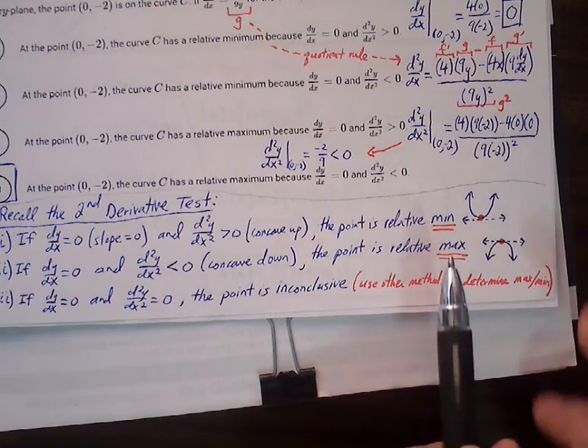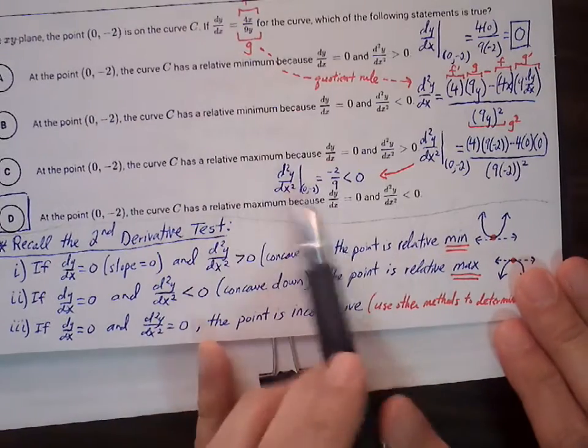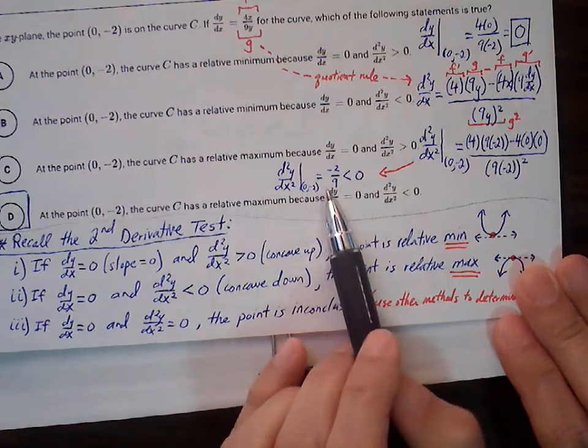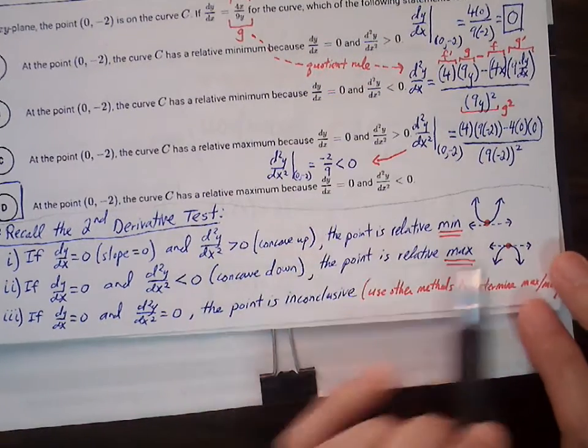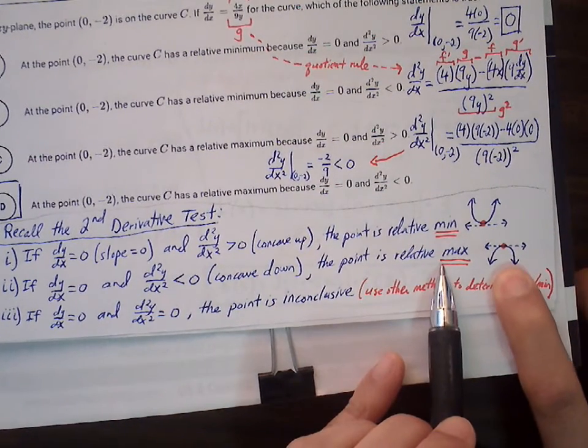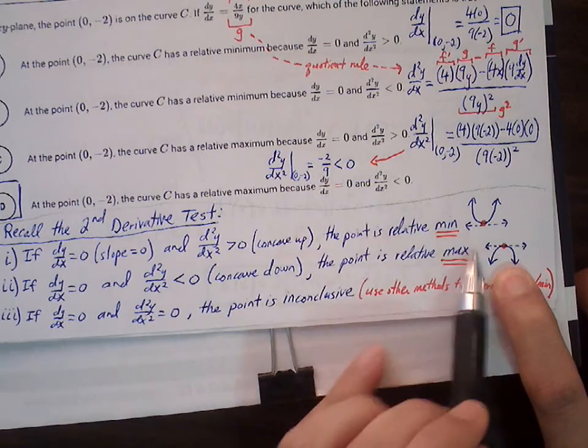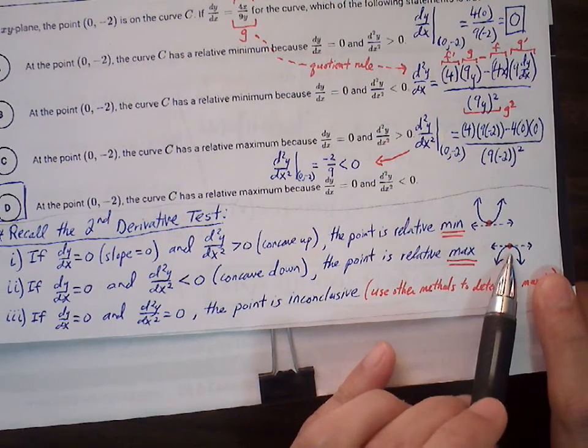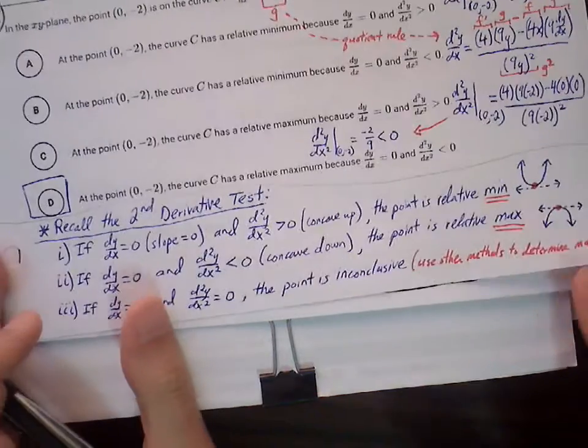But based off of this, we can conclude that we have slope 0 followed by concave down, so it must be a relative max. Okay, concave down translates to a visual opening down, so there must be a relative max there. So answer choice D.